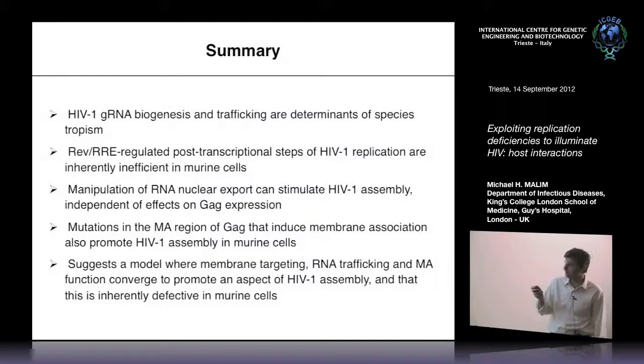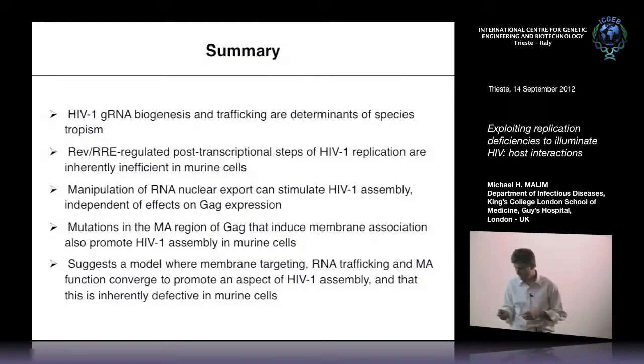So just to summarize what I've said so far, HIV genomic RNA biogenesis and trafficking are determinants for species tropism. The REV-RE-regulated post-transcriptional steps of HIV replication are inherently inefficient in murine cells. You can manipulate RNA export to stimulate HIV assembly, and this is independent of effects on gag expression. Mutations in the matrix region of gag that induce membrane association also promote HIV assembly in murine cells. And as I just said, this suggests a model whereby membrane targeting, RNA trafficking, and matrix function converge to promote an aspect of HIV assembly, and that this is inherently defective in murine cells.